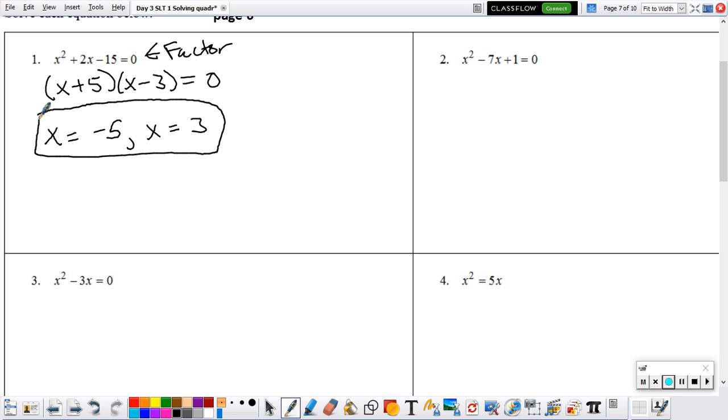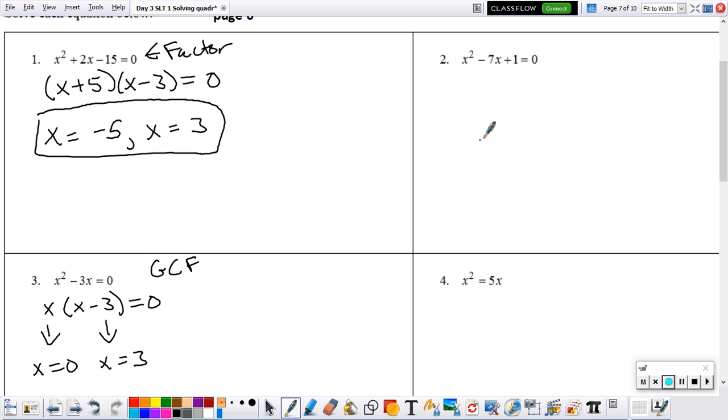Simple, simple. Now, number 3, it would be super awesome if this was an even number, but it's not. So I really don't want to complete the square. Instead, I'm going to pick up my old friend, the greatest common factor. I'm going to take out an x. I have 2 things I'm going to set equal to 0. So from x, I just get x equals 0. From x minus 3, I get x equals 3.